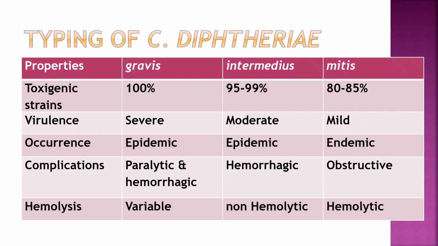Toxigenic strains: Gravis is 100% toxigenic, intermedius 95 to 99%, and mitis 80 to 85%. Virulence in Gravis is severe, in intermedius it is moderate, and in mitis it is mild. The occurrence of disease in Gravis is epidemic, in intermedius it is epidemic, and in mitis it is endemic. Complications in Gravis are paralytic and hemorrhagic, in intermedius hemorrhagic, and in mitis obstructive type. Hemolysis in Gravis is variable, in intermedius it is a non-hemolytic strain, and mitis is hemolytic.